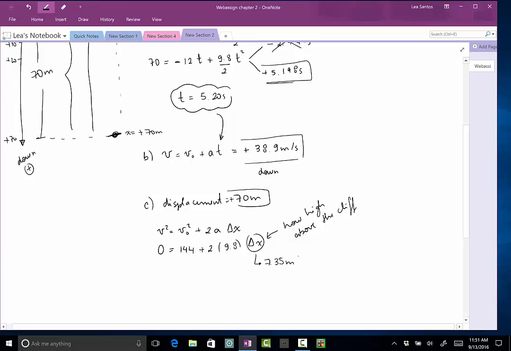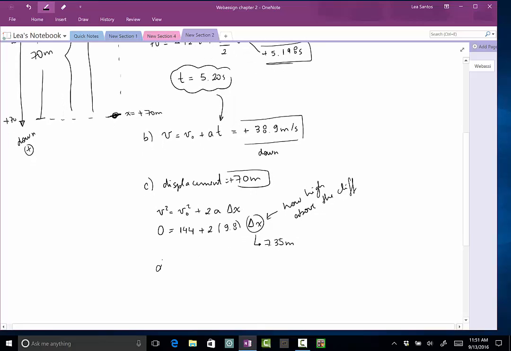7.35 meters. So the whole distance that this stone traveled will be what? 70 for the displacement. And then this 7.35, which is how high it went above the cliff, it also came down, so this twice. Add it all, and you get the total distance, 84.7 meters.